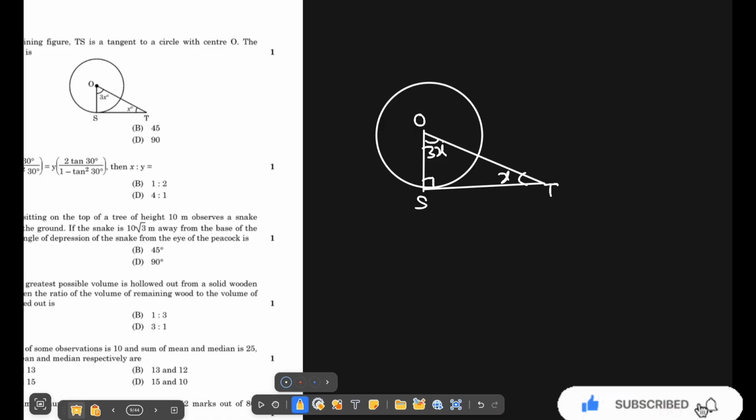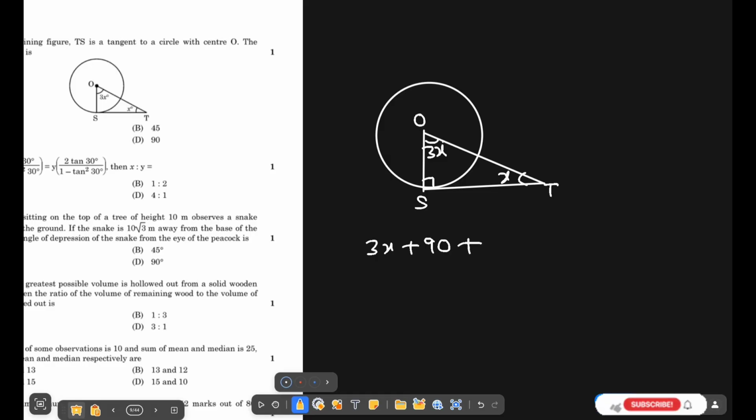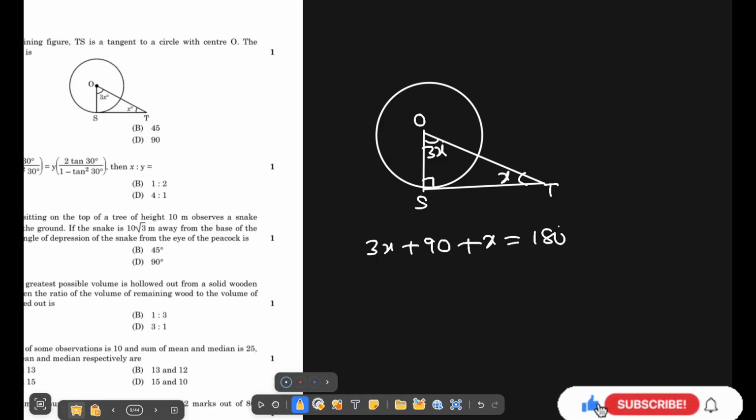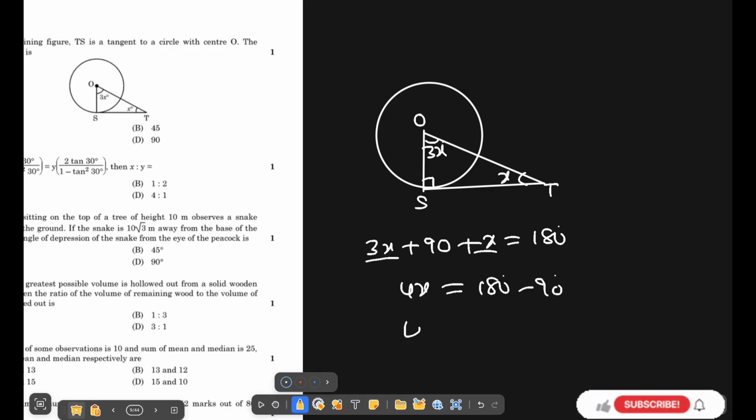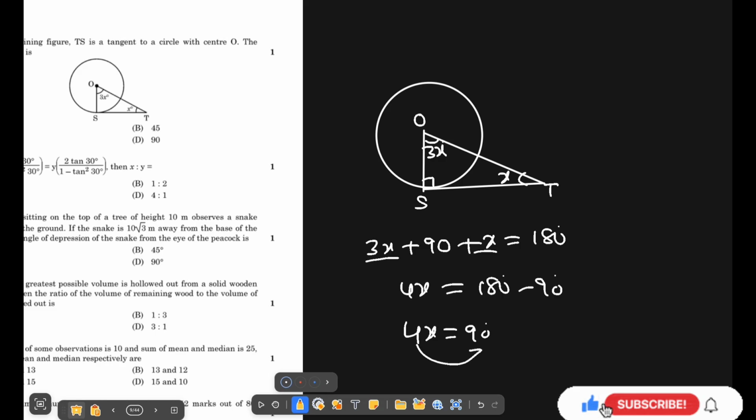Now the sum of the interior angles of this triangle is 180 degrees. So 3x plus this angle at S, which is 90, plus angle at T, which is x, equals 180 degrees. Now 3x plus x is 4x. Send 90 to the right side: 180 minus 90 degrees. Now 4x is equal to 90 degrees. Now send 4 to the right side.